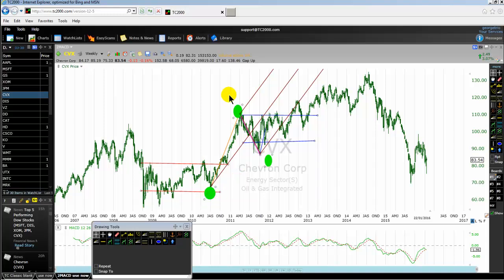With these three points, we have drawn our Pitchfork tool. So we know we are here. The price is going up. So we were here.